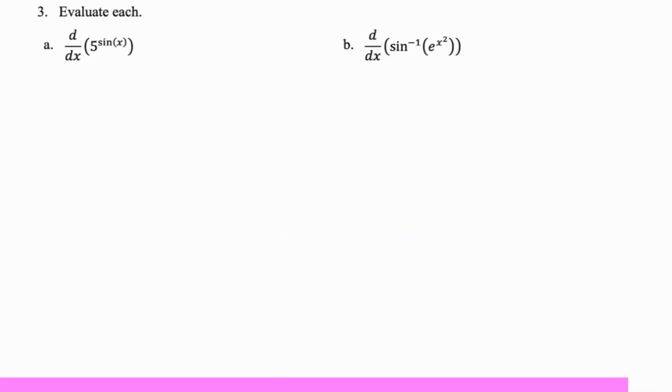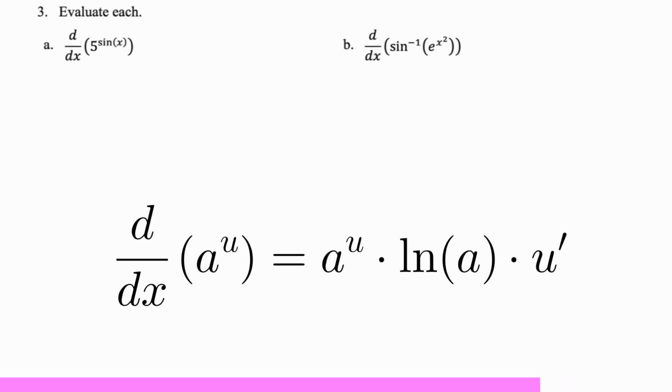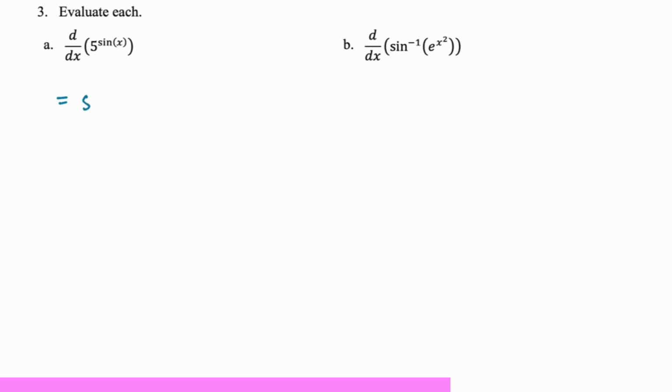Evaluate the derivative of 5 to the sine of x. All right, so for a to the u, the derivative is a to the u, natural log of a, du dx. So we're going to have 5 to the sine of x, that's a to the u, and then natural log of 5. You just want to get that natural log in there immediately so that you don't forget it. And then times the derivative of sine, which is cosine. I'm just going to leave that. I think it looks fine. It doesn't matter. All right, so I'm going to leave that.